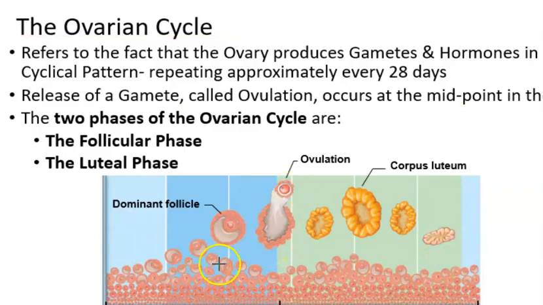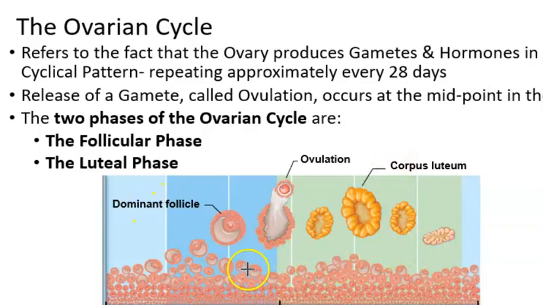On either side of this day 14 ovulation event are two phases. Prior to ovulation is the follicular phase, when a follicle grows and develops to the point where it will actually rupture and release a gamete or an ovum. It's actually an oocyte. There are a lot of things that happen during this follicular phase that we'll discuss, but it's all about developing the follicle and making sure that the oocyte is at the right stage to be released.